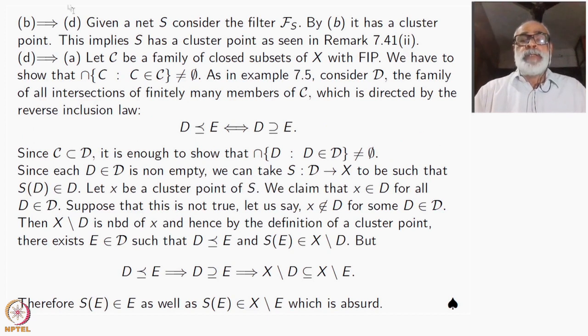So B implies D now. I have to go to nets now. Starting with a net S, consider the corresponding filter F_S. By B, this filter has a cluster point. But this is the same thing as S having a cluster point, as seen in 7.41 which we have just done. So B implies D is already almost done for us.